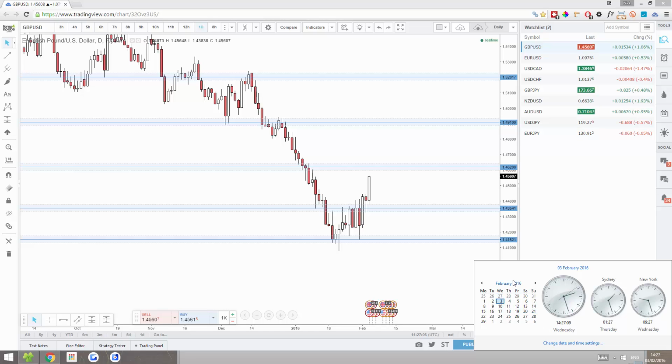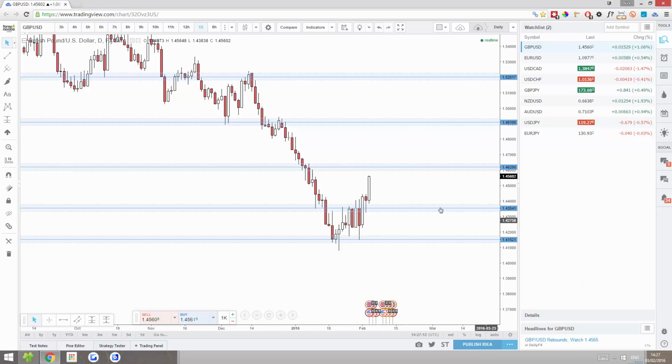Today is Wednesday, the 3rd of February 2016, and the time is 14:27 here in the UK. You're looking at a GBP USD daily chart, and in today's analysis, I'm going to be going through each and every time frame for each and every pair here on my list, like I do every time I do analysis.